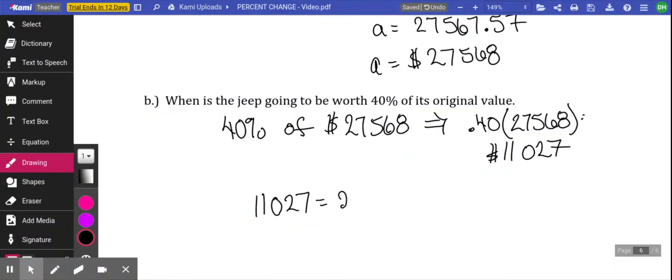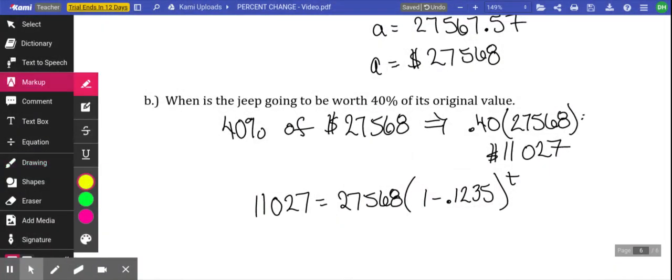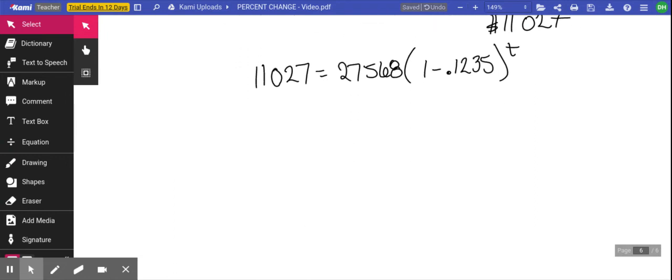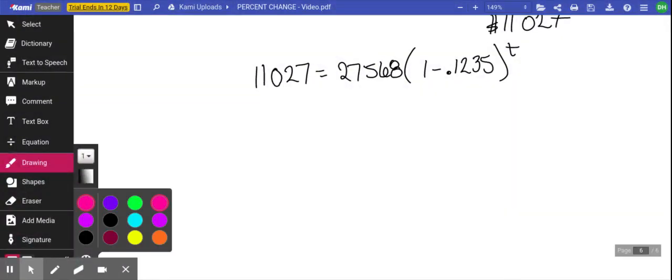We know the initial cost, 27,568. We know it's going to depreciate at about 12.35%. And now I'm just going to try to solve for T. And probably what we're going to do today, because we haven't learned how to do logarithms yet, is we're going to focus on graphing these and finding an intersection, okay? Now, one thing you can do to maybe make your life a little easier, just so the window's not as obnoxious, is we can divide both sides by that 27,568. So let's go ahead and try that. Let's divide by 27,568 so we can cross those off.